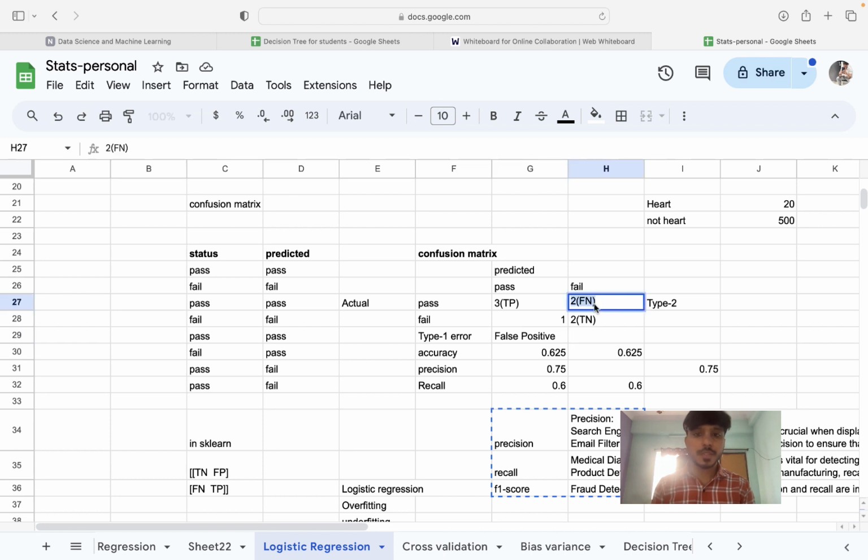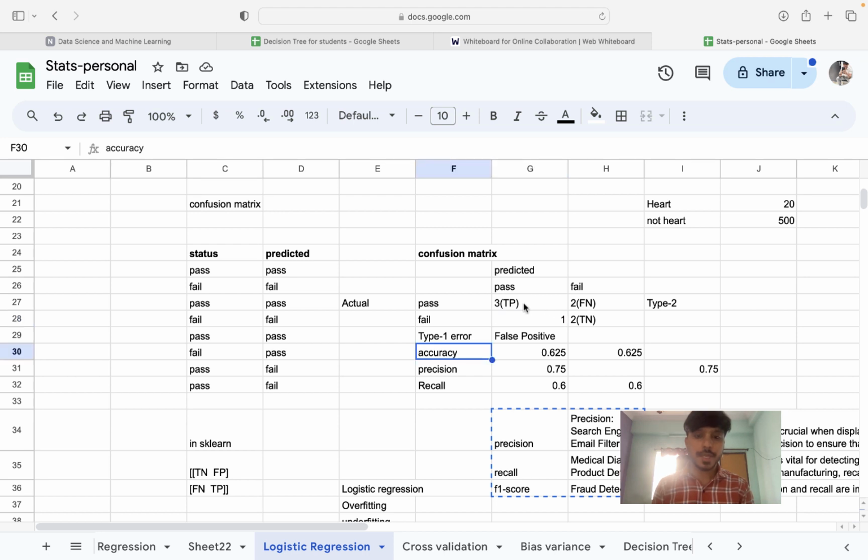This is called a false negative. In reality it is pass, but my model said it is fail. This is a true positive, meaning actual is pass and predicted is also pass. This is a true negative: actual is fail, and the model also correctly classified it as fail. This is called a type 2 error, and this is called a type 1 error. If we are going with precision and recall, our main aim is to reduce these 2 errors that the model makes. After creating the confusion matrix, you calculate the accuracy.